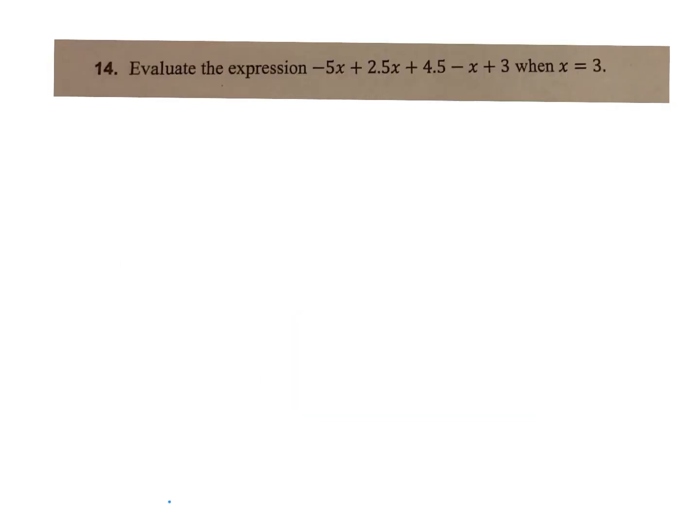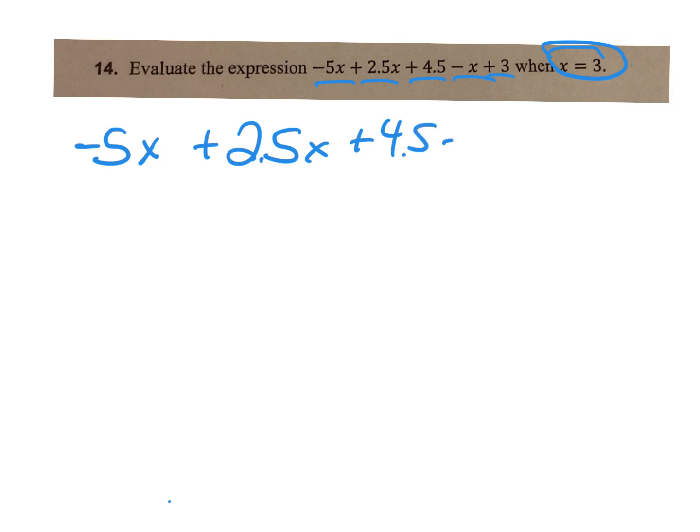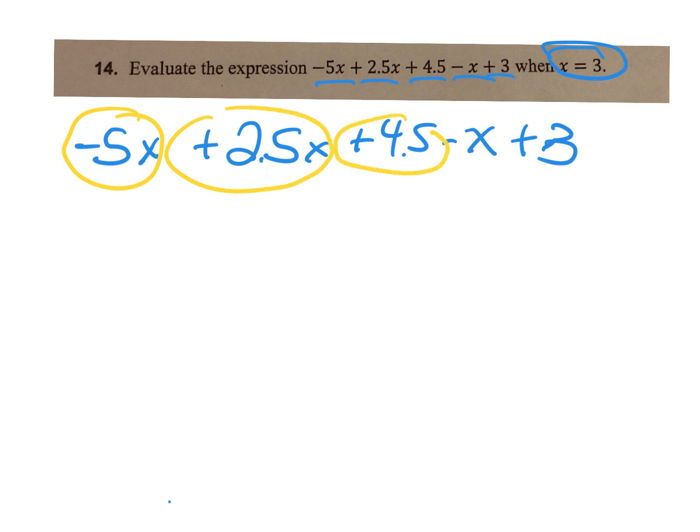Number 14 is to evaluate the expression. You have all these terms, and then it tells you what the x is. So let me put the like terms together. Minus 5x plus 2.5x plus 4.5 minus x plus 3. I'm going to circle all my terms in yellow. So I have a negative 5x, I have a positive 2.5x, I have a positive 4.5, I have a negative x, and I have a positive 3.